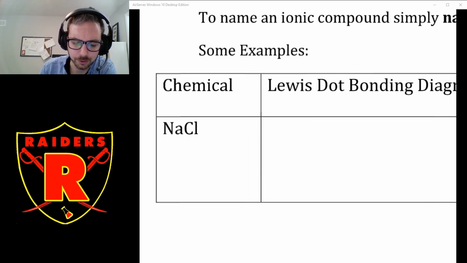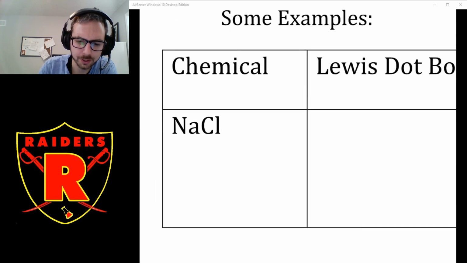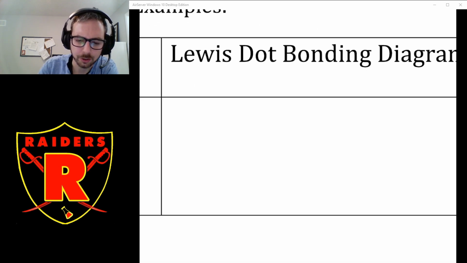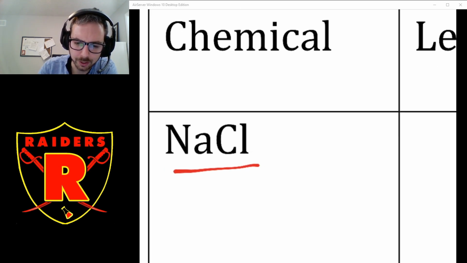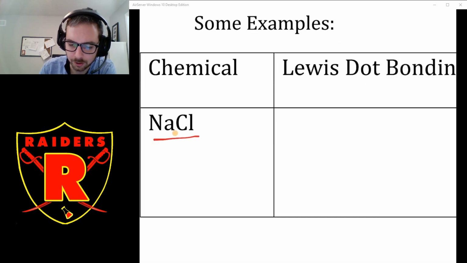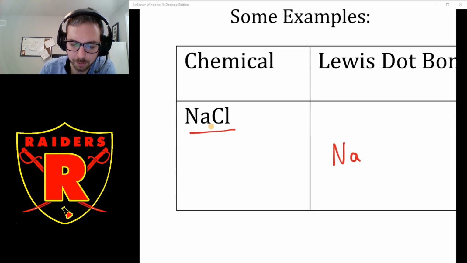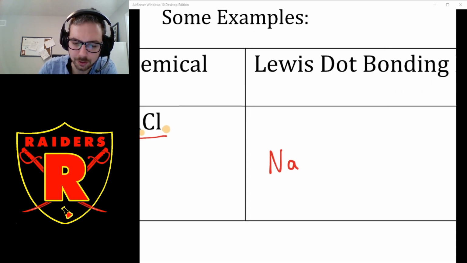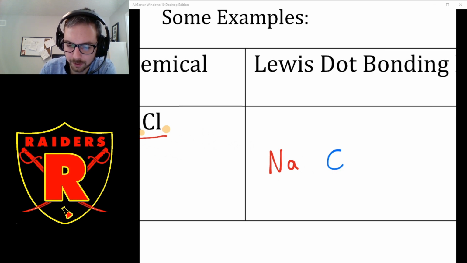So if you, for example, want to see how this is going to bond, this is sodium chloride. You know that there's going to be one sodium because you look at the subscript right here. There is no subscript, so if it's nothing there, that means that there's only one of them. So there's only one sodium atom in this, and then chlorine also has no subscript. So that means there's only going to be one chlorine.